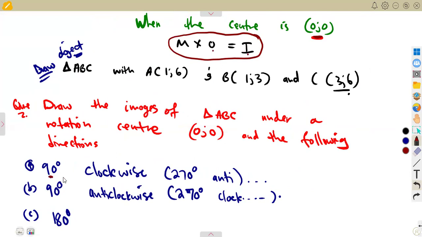Matrix of a rotation 90 degrees, you use the matrix for rotation. All right, we have those matrices. So I want you to have the first one as triangle A1, B1, C1. So in the comment section, give me your answer as rotation question 1A.